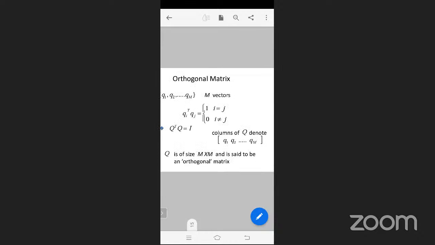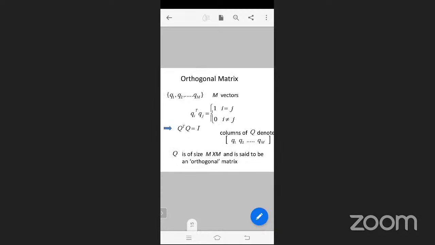In fact, your Cartesian coordinate basis vectors are like this. You know what I'm talking about, right? In R3, one possible basis is 0, 0, 1; 0, 1, 0; and 1, 0, 0. They are orthogonal, because the inner product of 0, 0, 1 with 1, 0, 0 is 0. Similarly, 1, 0, 0 with 0, 1, 0 is 0, and 0, 1, 0 with 1, 0, 0 is 0. And the inner product of 1, 0, 0 with 1, 0, 0 is 1.